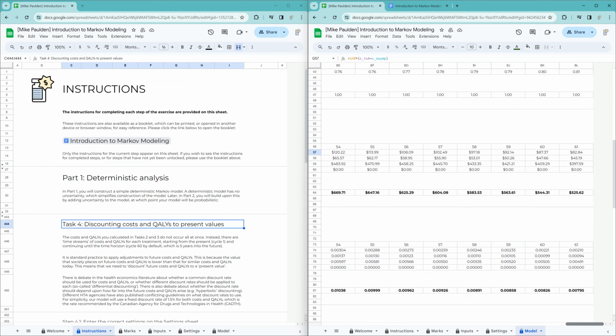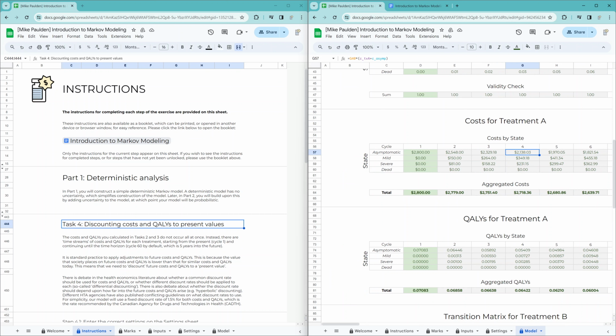And then we have cycle 61, which we'll be using for the half cycle correction, which I'll explain later. So some of these costs are in future years. And it's common practice to discount future costs to a present value. A cost that arises next year or the year after is not given the same value as a cost that arises this year for various reasons.